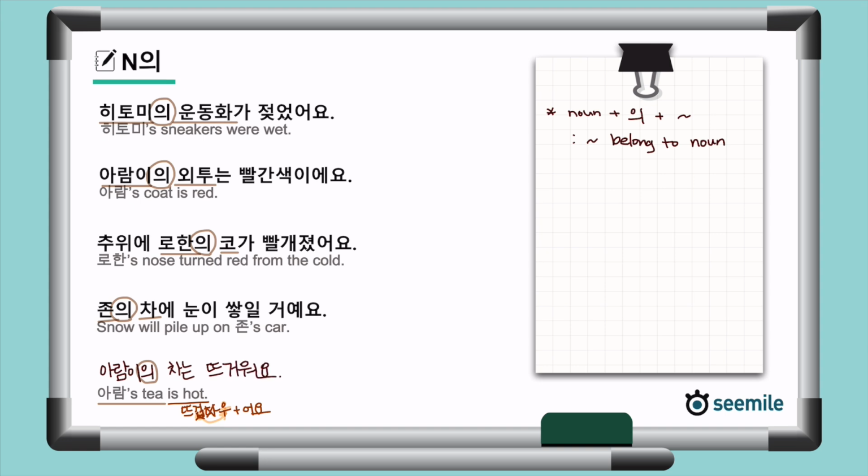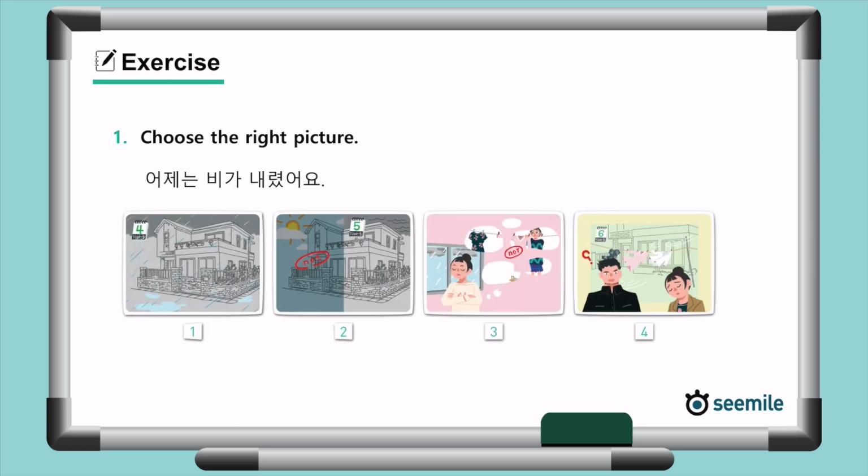Now repeat after me out loud. 히토미의 운동화가 젖었어요. 아람이의 외투는 빨간색이에요. 추위에 로한의 코가 빨개졌어요. 존의 차에 눈이 쌓일 거예요. 아람이의 차는 뜨거워요. Now, by solving the question on page 91, let's review what we've learned today.